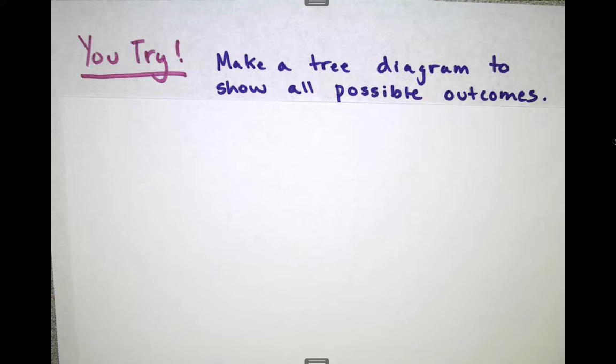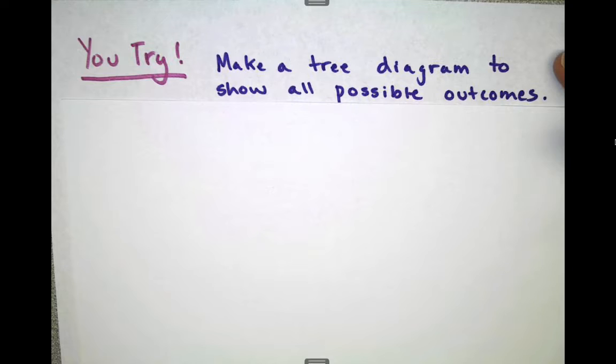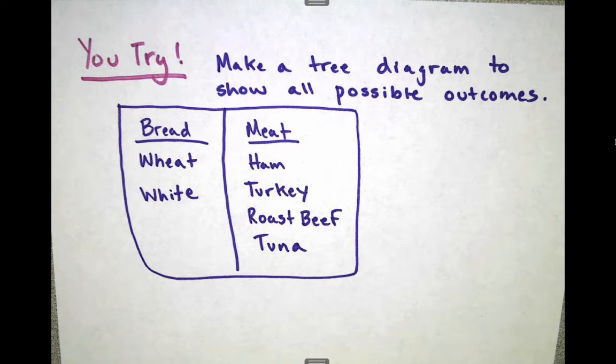Okay, so here is your situation. You're making your tree diagram for ordering sandwiches at a sandwich shop. And the sandwich choices are, you get to choose your bread and you get to choose what kind of meat you want. So your choices are wheat or white bread, depending on what your favorite is. And for meat, you can choose ham, turkey, roast beef, or tuna. So what I want you to do is hit the pause button on your device right now and go ahead and make your own tree diagram to represent the situation. All right, go ahead and do it.